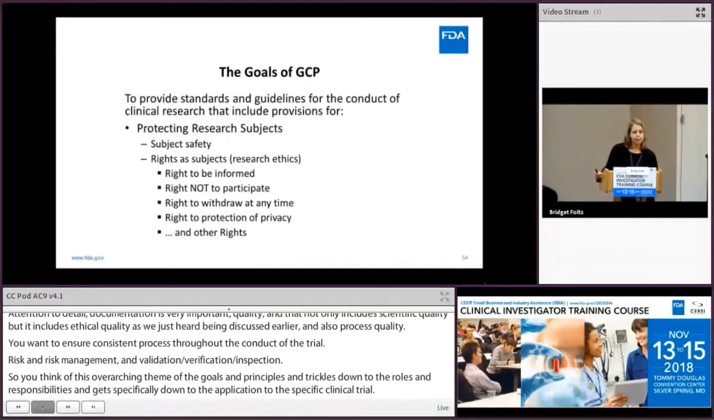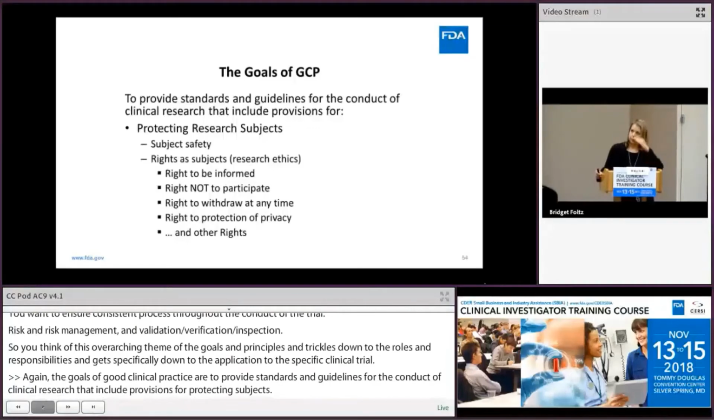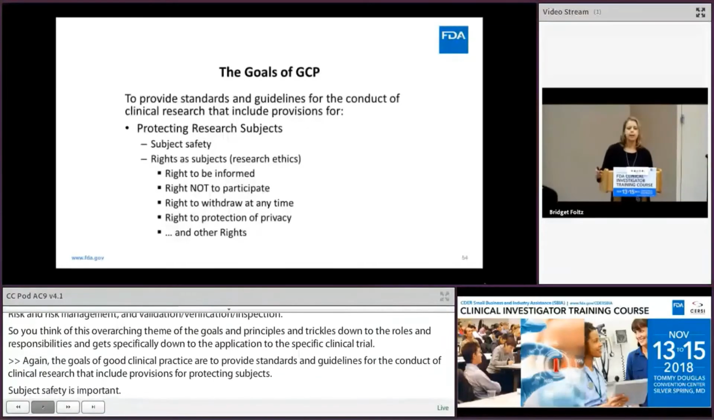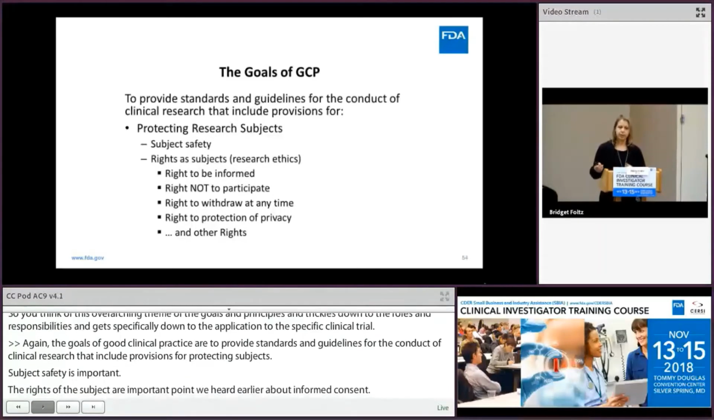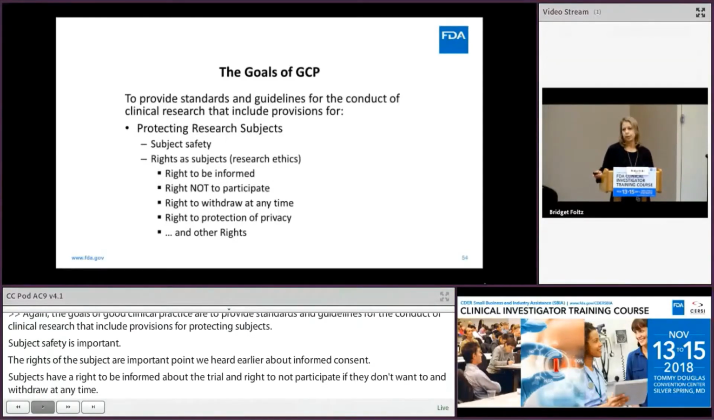So subject safety is important. The rights of the subject are important, and we heard earlier about informed consent. The subjects have a right to be informed about the trial. They have a right to not participate if they don't want to continue participation and withdraw at any time. They have the right to protection of their privacy, and there's multiple other rights that are provided to the subjects in the trial.